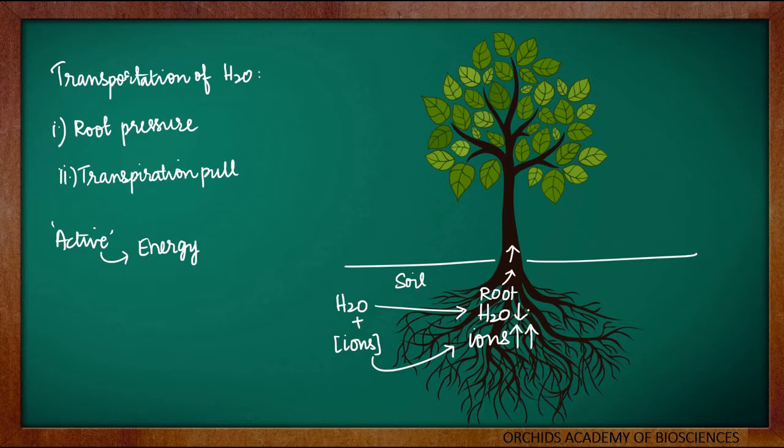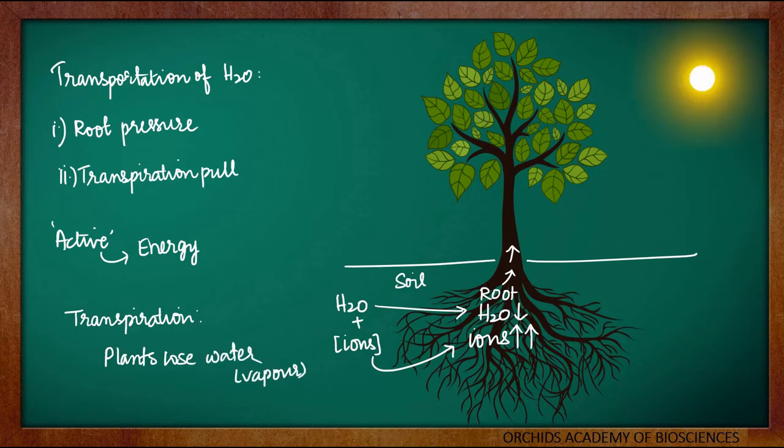The root pressure theory itself is not enough for the process of transportation of water. So to assist it, there will be another process that is called transpiration. Transpiration is the process by which plants lose water in the form of vapor. During the day when the sun is there, through the leaves, the stomata release the water in the form of vapor.